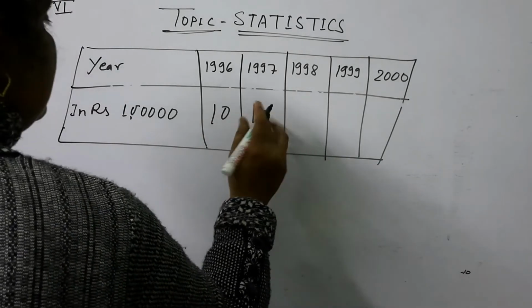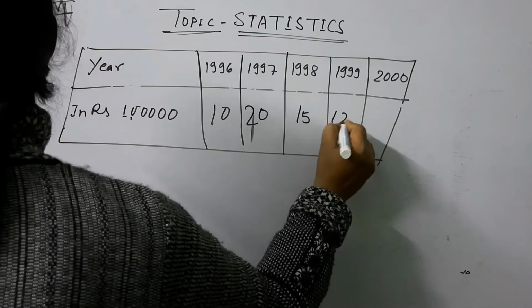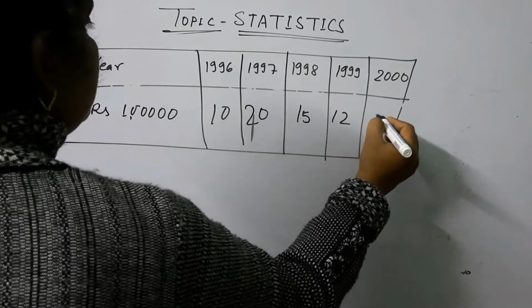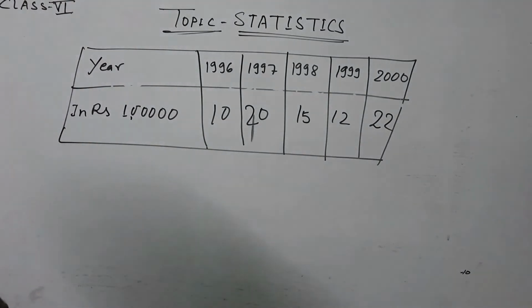This one is 20 lakhs. This one is 15. This one is 12. And this one is 22. So students, this we have to draw in a bar graph.